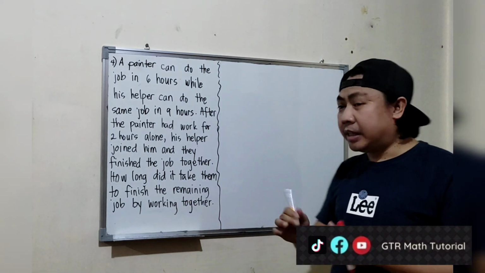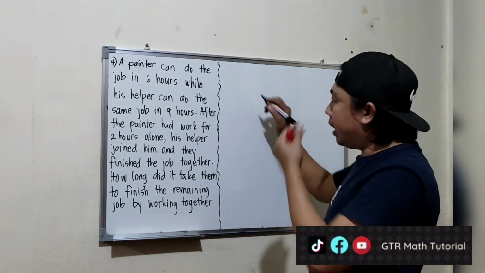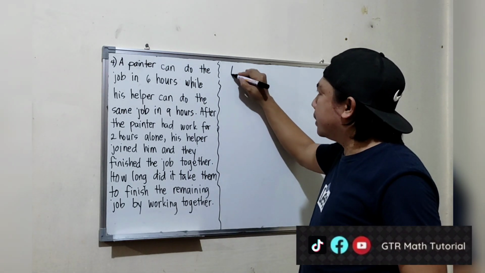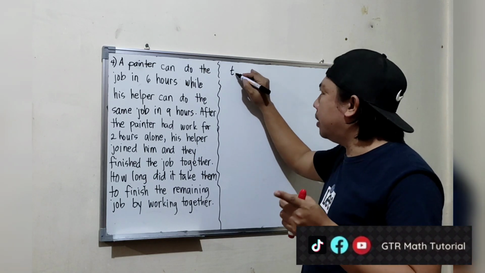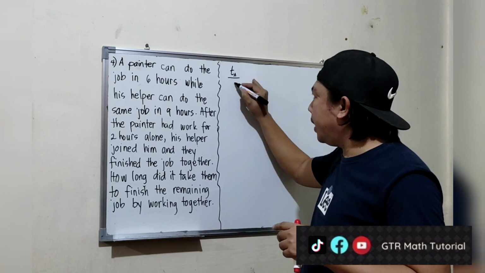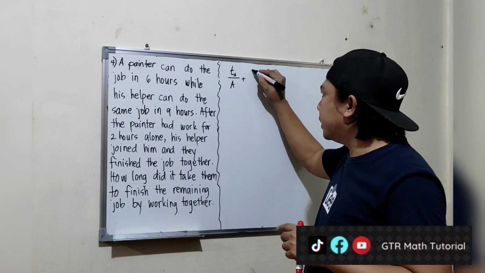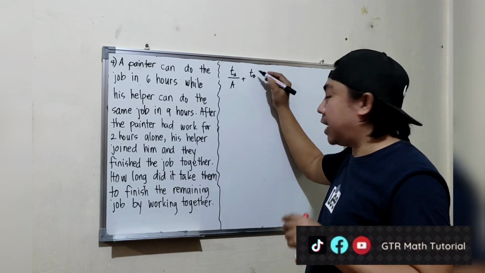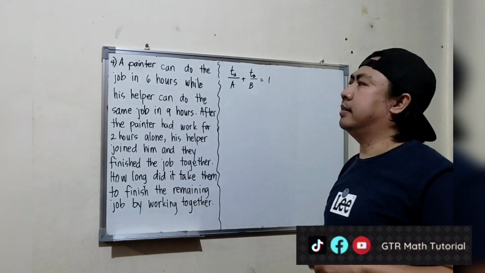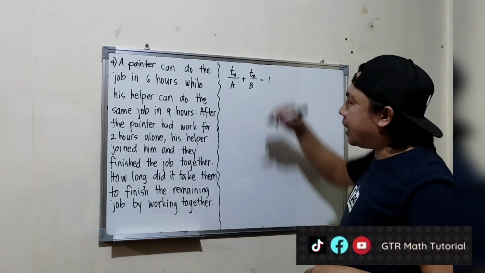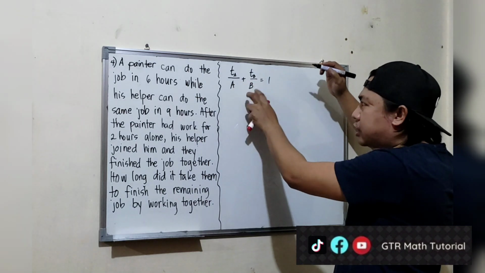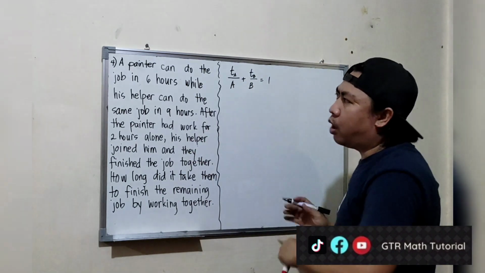So, again, gagamitin natin ang formula na since we have 2 persons, so the formula is time spent by first person. So let's say the person is A. So time of A over rate of A plus time spent by second person. So let's say B over the rate of B is equal to 1. Okay, so yan ang formula natin. Time spent over the rate plus time spent over the rate of the first person, second person equals 1. 1 is for the whole work.